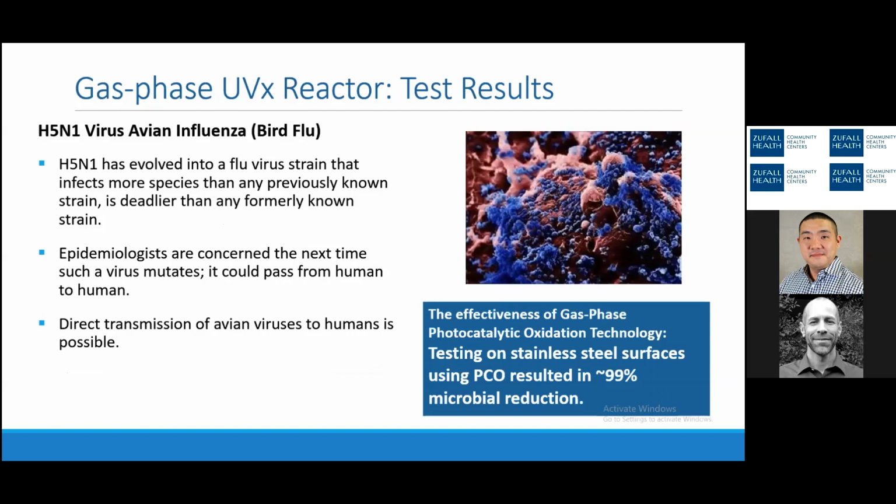This test also shows a 99% reduction in the avian influenza. This is also on a stainless steel surface, and there is concern of many viruses that, as they mutate, they can become more dangerous and can potentially pass from human to human. So, trying to find technology that can control or reduce the spread of viruses both in the air and on surfaces is critical.